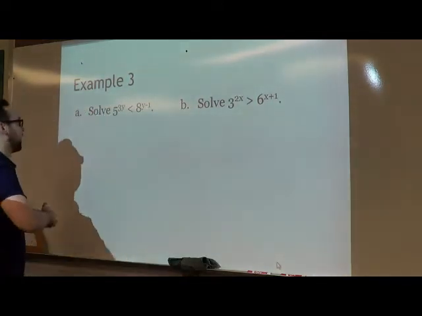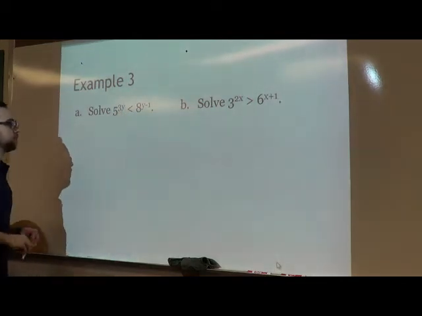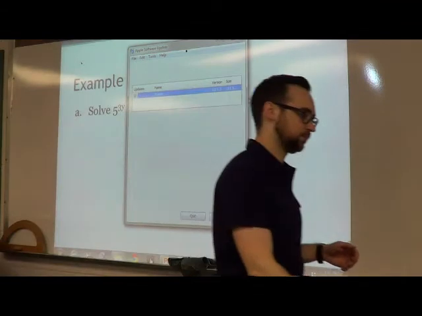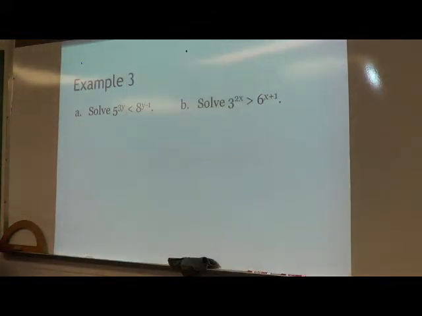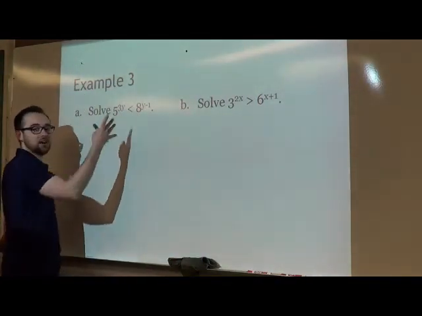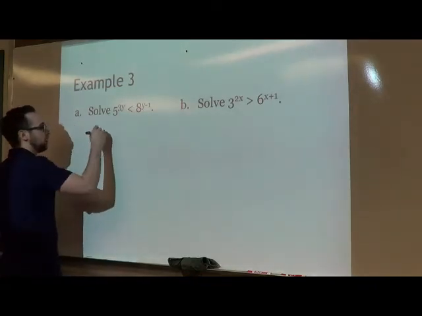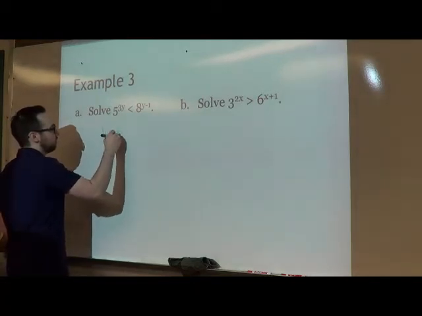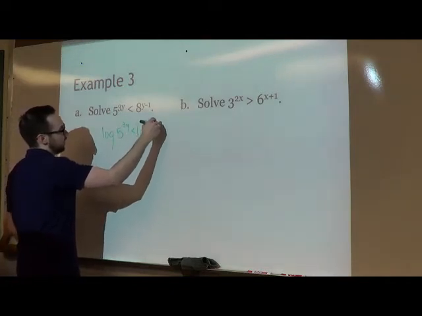Okay, so again we have 5 to the 3y less than 8 to the y minus 1. So again, I want to get those variables out of the exponents, but I can't do that because 5 and 8 cannot become the same base. There's no way to rewrite those to get the same base. So I'm going to go ahead and take the log of both sides. So we have log 5 to the 3y is less than log 8 to the y minus 1.